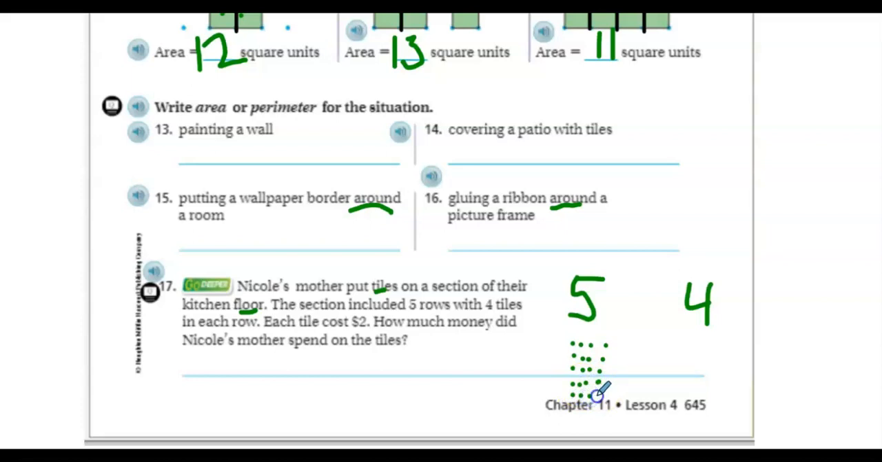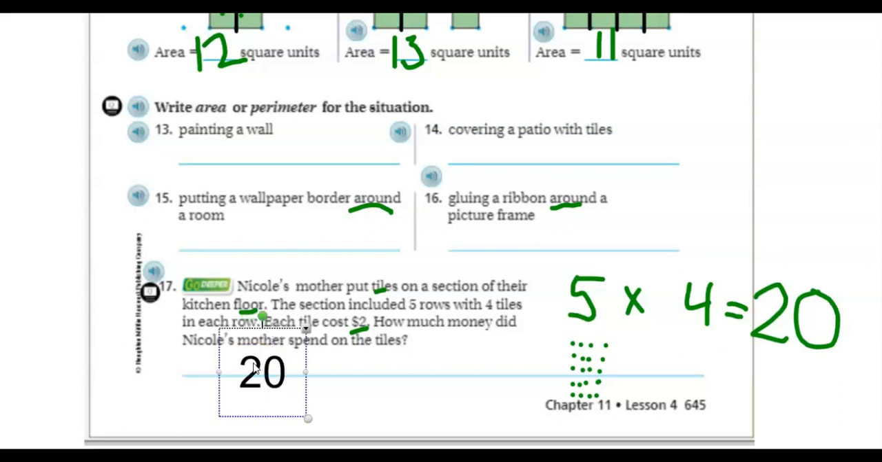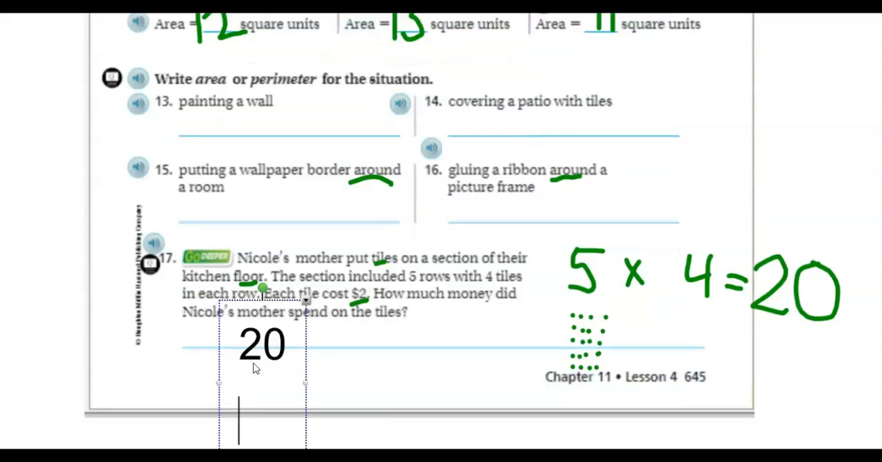So you have the same amount in every group. So hopefully you saw that you were multiplying. So we want to know how many tiles we have in all. We have 20 tiles. Now it says, how much money did Nicole's mother spend on tiles? Well, it cost $2 for every tile. So you have to think to yourself, what is 20 times 2? So we've been doing 2-digit by 1-digit multiplication.